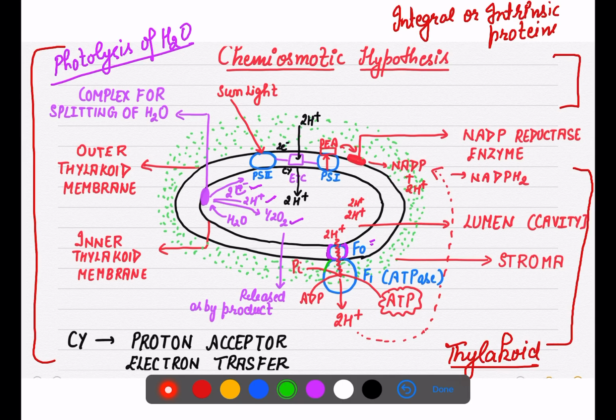On the outer side there is the presence of the F1 particle or F1 protein, which has the ATPase enzyme which helps in the synthesis of ATP. Clear? So I talked about two particles, F0 and F1. F0 is the integral and F1 is the extrinsic protein. These are basically channels. These are the transmembrane or channel proteins which are going to help us in this chemiosmotic synthesis, or in the ATP synthesis.